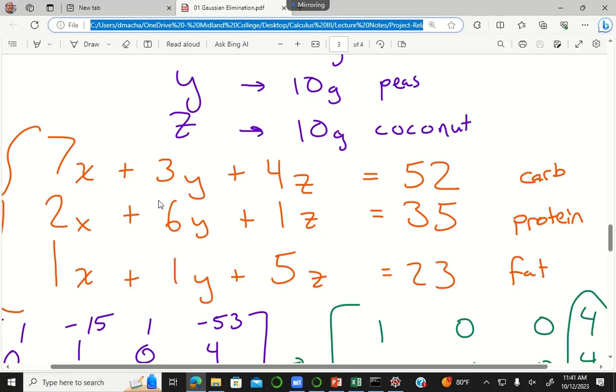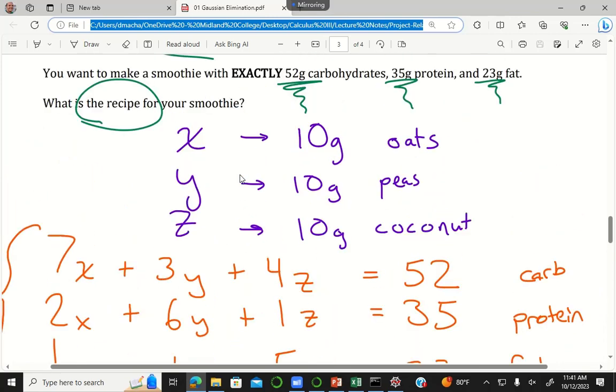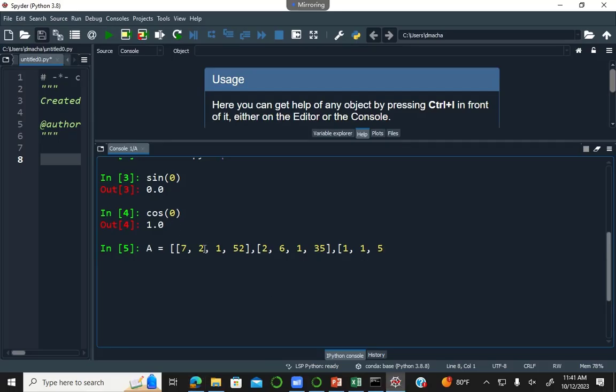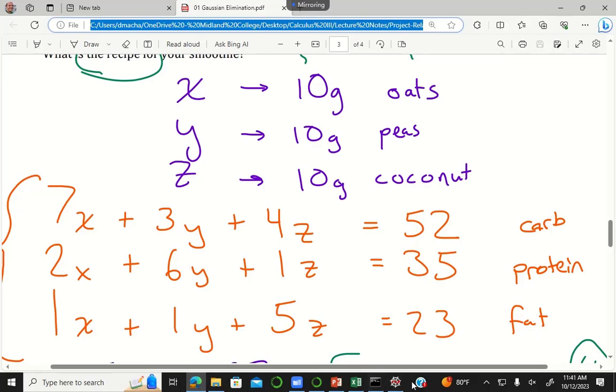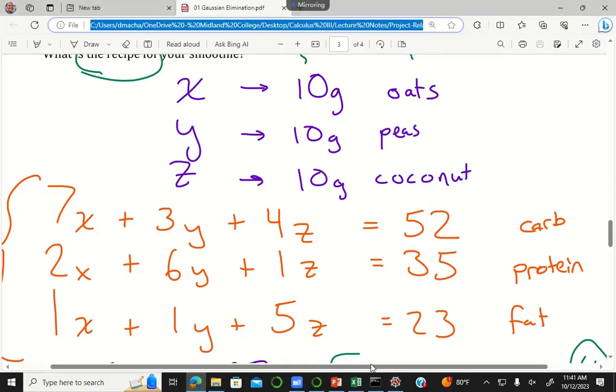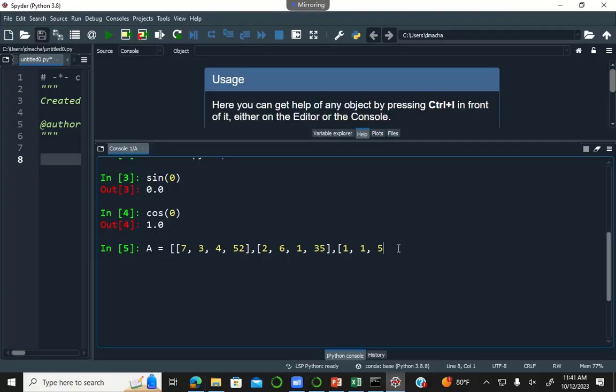Oh, sorry. These rows aren't by oats and peas and coconut. These rows are actually by carbs and proteins and fat. So it should be 7, 3, 4. We're doing rows of the matrix. So 7, 3, 4. 2, 6, 1. 1, 1, 5. And then 23.